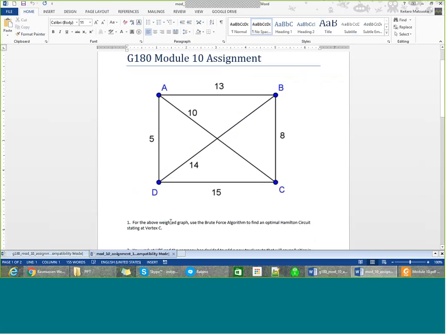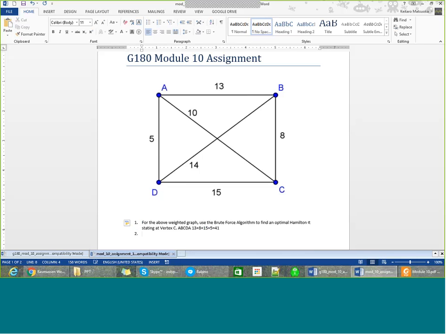Okay, so if I start from A, I can do A, B, C, D, or sorry, A, B, C, D back to A. That would be 13 plus 8 plus 15 plus 5, which will be, let's see, 13 plus 8 plus 15 plus 5. That would be 41.